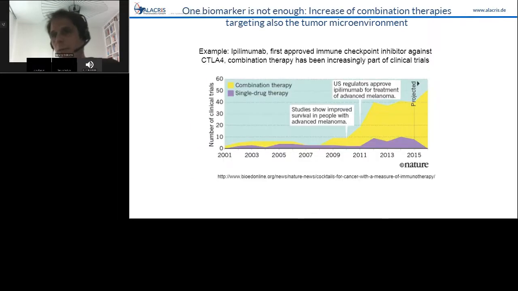Speaking of CTLA4, there's an increasing number of clinical trials going in the direction of combination therapy, not only single drug therapy, so one biomarker, one drug, but for example here for CTLA4, ipilimumab, you have a number of trials looking at treatments in combination. Another example is BRAF plus MEK inhibitor treatment in melanoma, but there are also other examples. And so going to more complex treatments would also need more comprehensive diagnostics first.